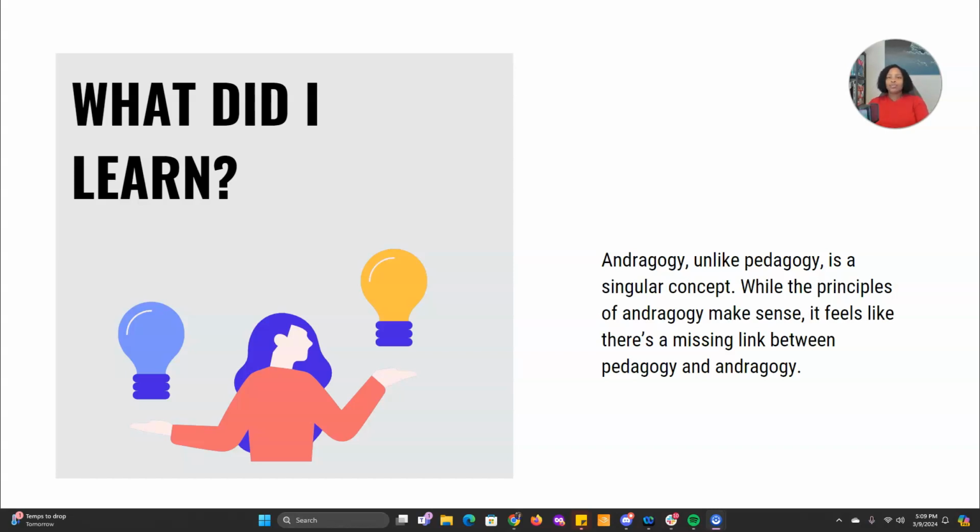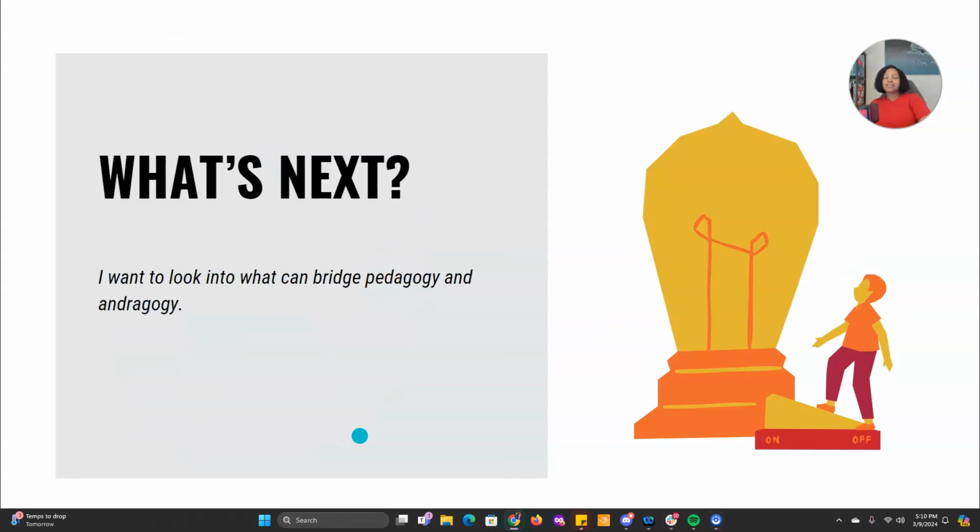And so how do you bridge the gap? How do you take learners who have been steeped in one type of learning to now being exposed to a different type of learning and ensure that they get the information? What does that look like? And so that's what's next. I want to look into what can bridge pedagogy and andragogy.